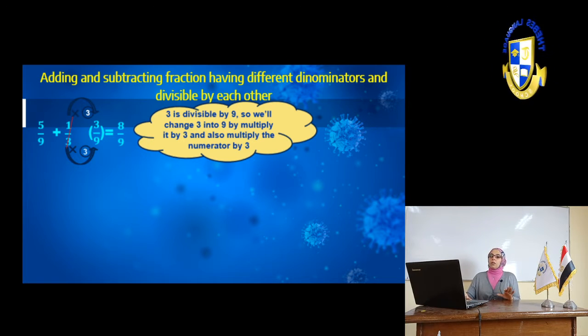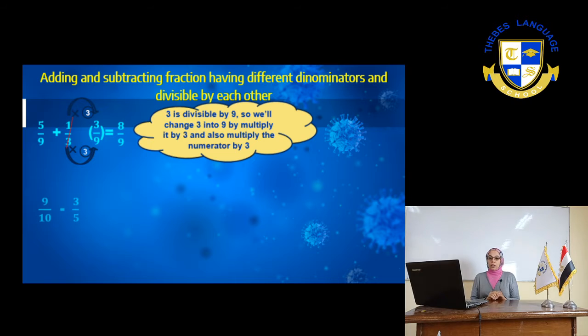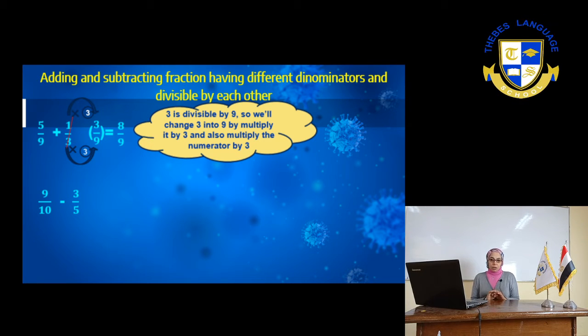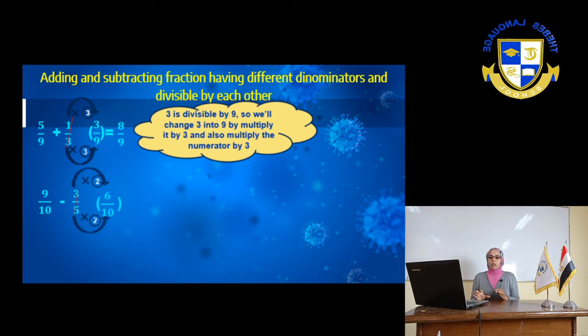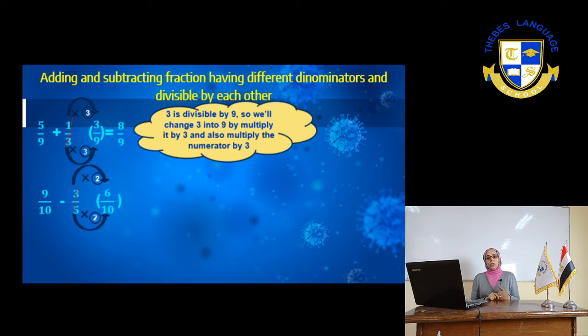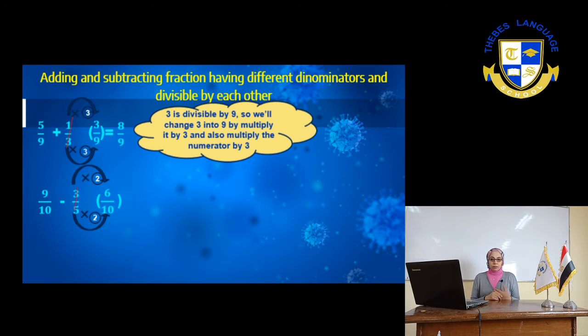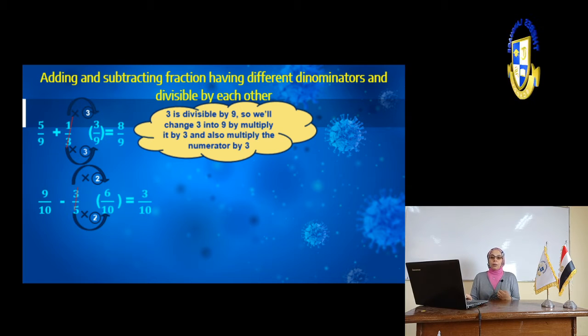Okay? Now, 9 over 10 minus 3 over 5. We must make the denominators the same. How? How do we make 5 into 10? Multiply it by, excellent, 2. So, 3 times 2 equals 6, and 5 times 2 equals 10. The new fraction, 6 over 10, subtract them. 9 minus 6 equals 3 over 10.